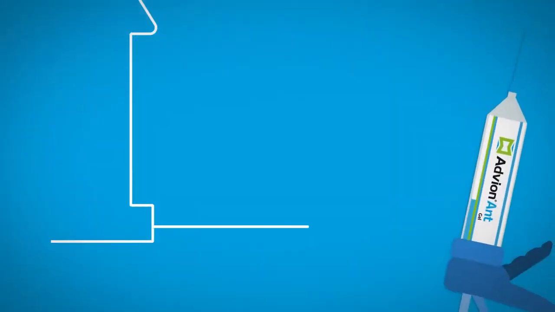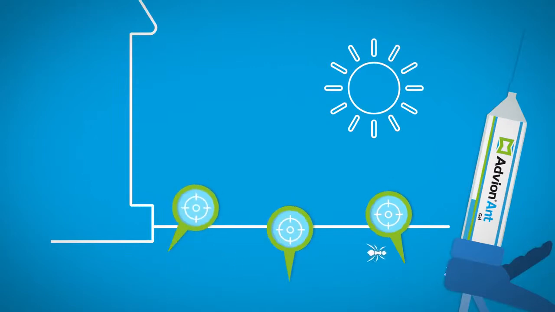Apply Advion ant gel bait only along the ant trails and at the entrances into the building when you see living ants.